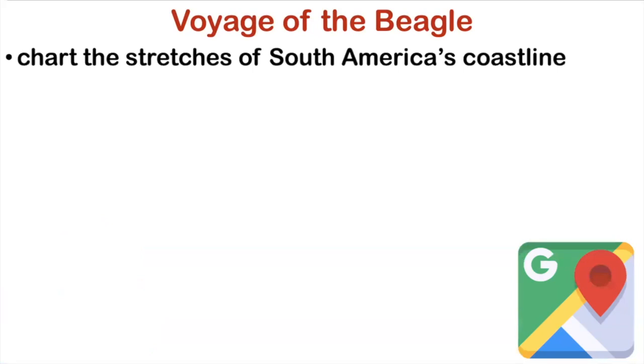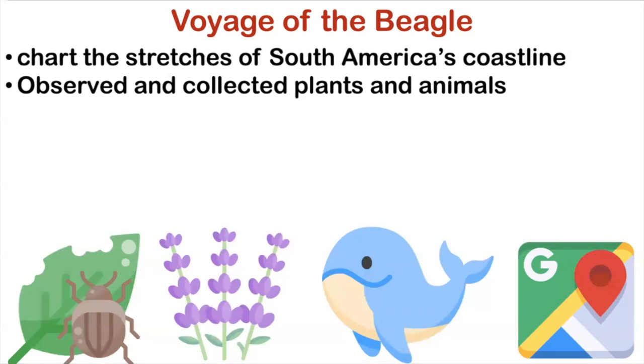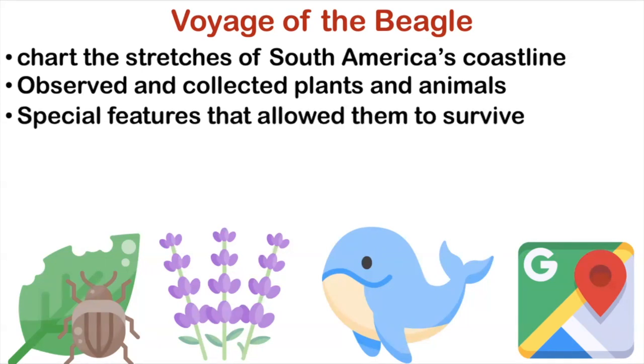One of the primary reasons of the voyage was to chart the poorly known stretches of South America's coastline. It means to map out or make a detailed record of the parts of the coastlines that were not well known or documented at the time. However, Darwin also observed and collected thousands of plants and animals during the voyage. He noted the special features that allowed the organisms to survive in diverse or different environments.